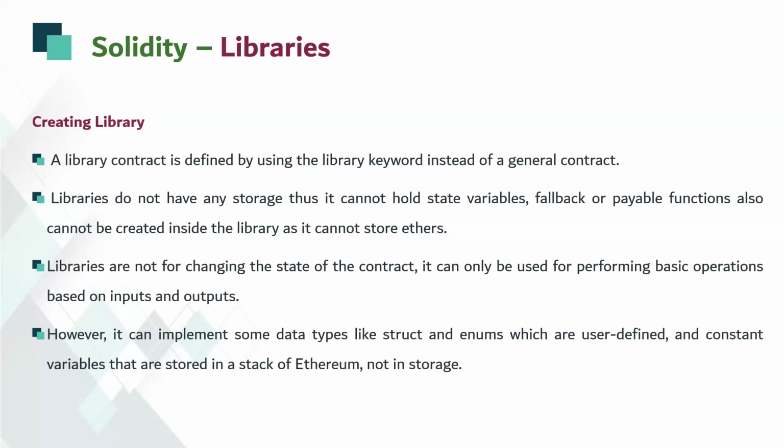Another characteristic is support for structs, enums, and constants. Libraries can implement user-defined data types such as structs and enums. These data types can be used within the library's functions. Also, libraries can define and use constant variables, which are stored in the stack of the Ethereum virtual machine, not in the storage, okay? So libraries provide a way to organize and reuse code, especially for utility functions or operations that are not specific to a particular contract's state.